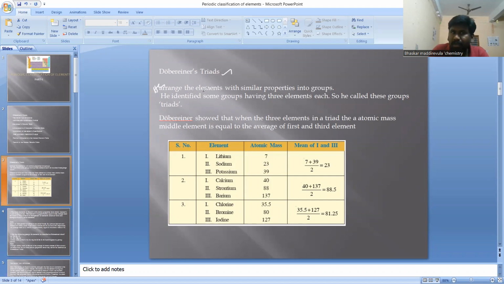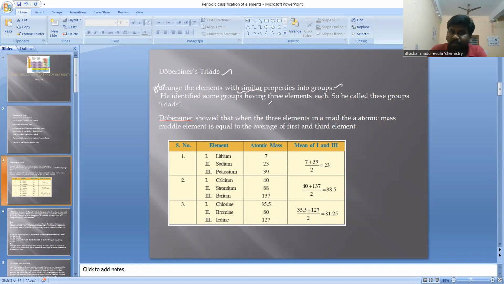Dobereiner arranged the elements with similar properties in a group. He took the elements which have similar properties and made a group. This you have to keep in mind: he grouped the elements which have similar properties.